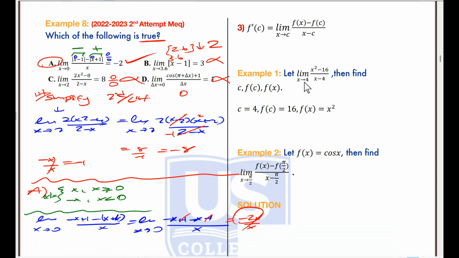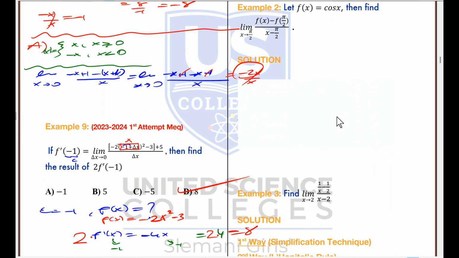For the first question, the number that x is approaching is c. In other words, the number that's subtracted in the denominator is c. F of c is the one that's subtracted at the top. F of x is the first expression that's written. So in this question, c is the number that x is approaching, or the one that's subtracted from the bottom. So it is 4. F of c is the one that's subtracted at the top, which is 16. F of x is the one that's written at the top first, so x squared. Like that, we should be able to determine what c and f of x are.